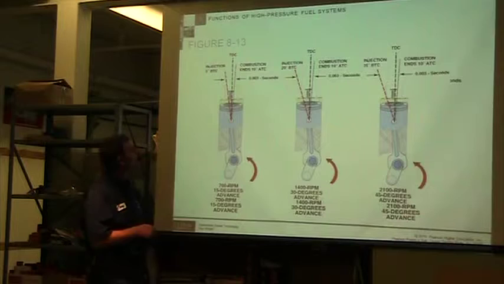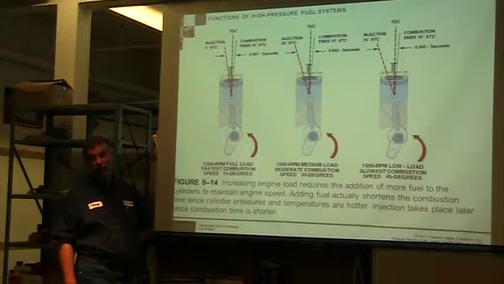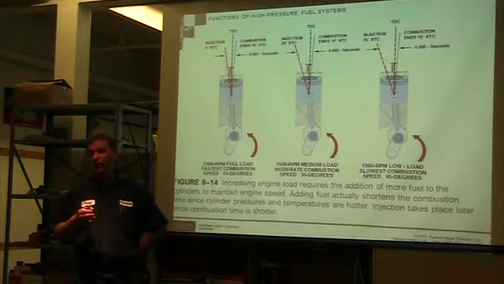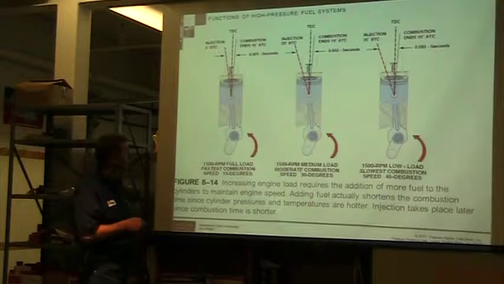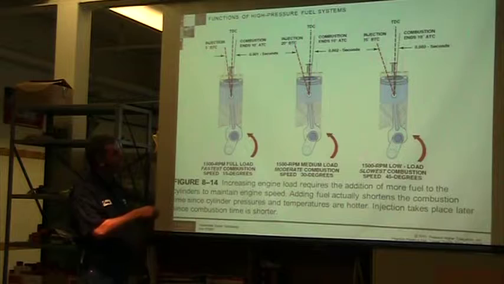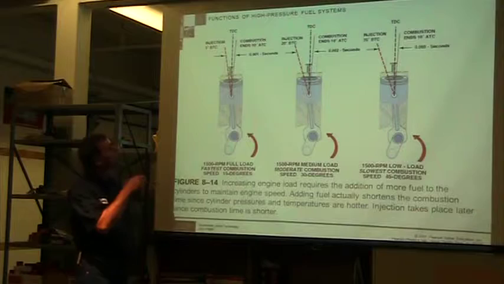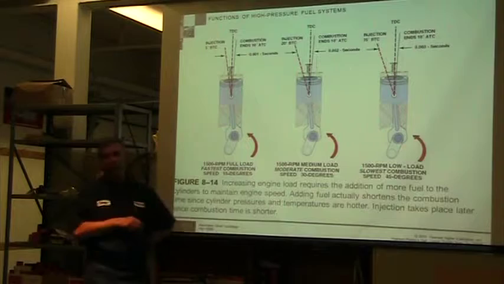If I'm under a load, I probably want to do this timing differently than I would have with the mechanical system that just varied it according to what we just saw. So this one here is the same RPM with full load, medium load, and low load. Since the loads themselves have changed, we would change when the point of injection is. So 5, 20, 35. RPM stays the same, but the injection takes place at a different time because we have a different load.